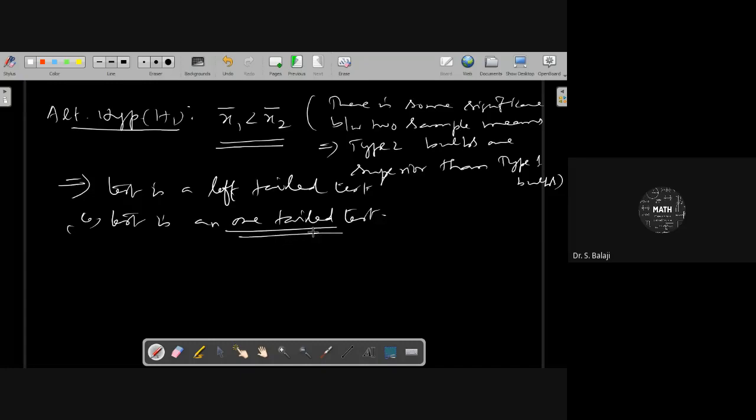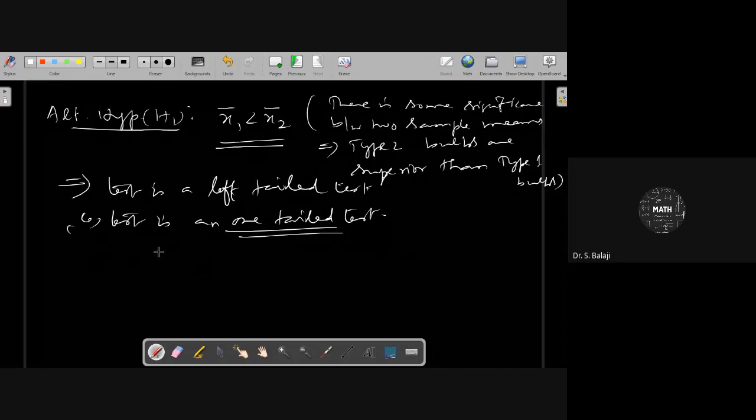There is no necessity of left or right. Wait, wait 1 minute. Monkeys are coming. Okay.